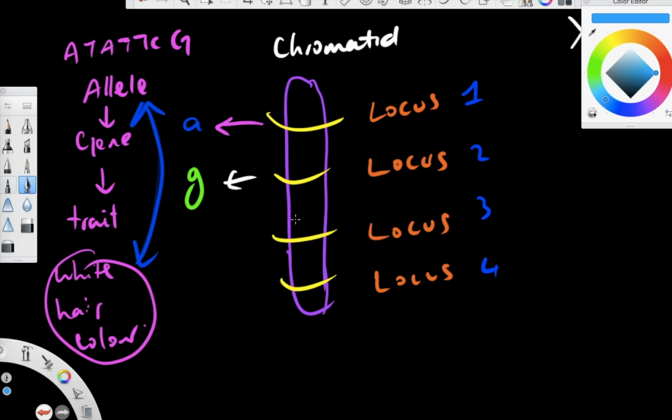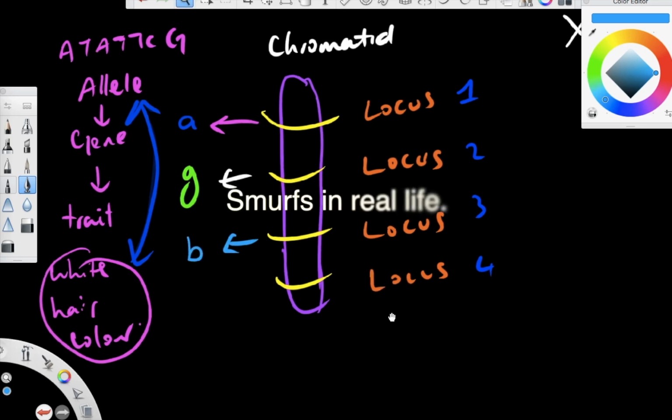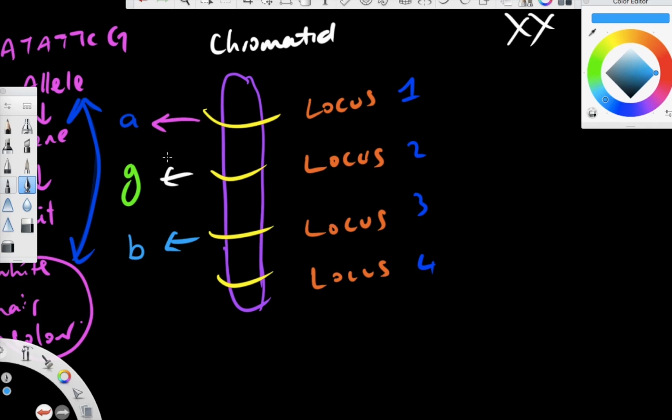And locus 3 could be, I don't know, skin color, for example, and let's say there's a blue skin color. Doesn't really matter for our example, at least. So if you remember, just say this chromatid is an autosomal chromatid, for example. It's an autosome, and remember, a chromatid is basically a chromosome, so an autosomal chromosome.